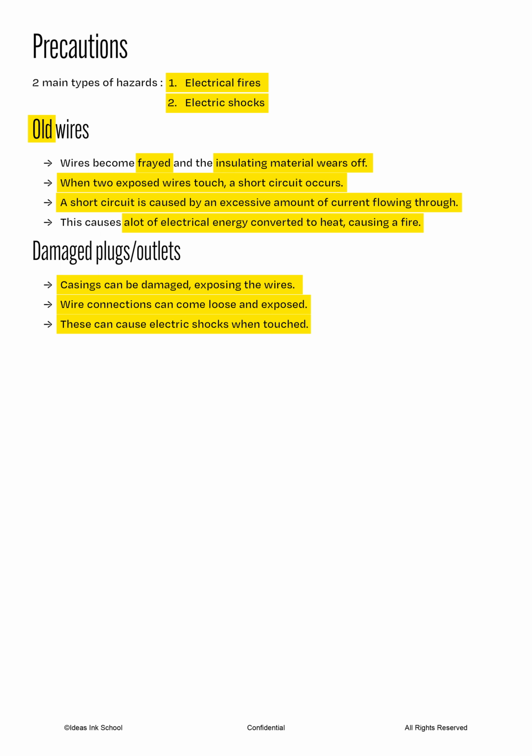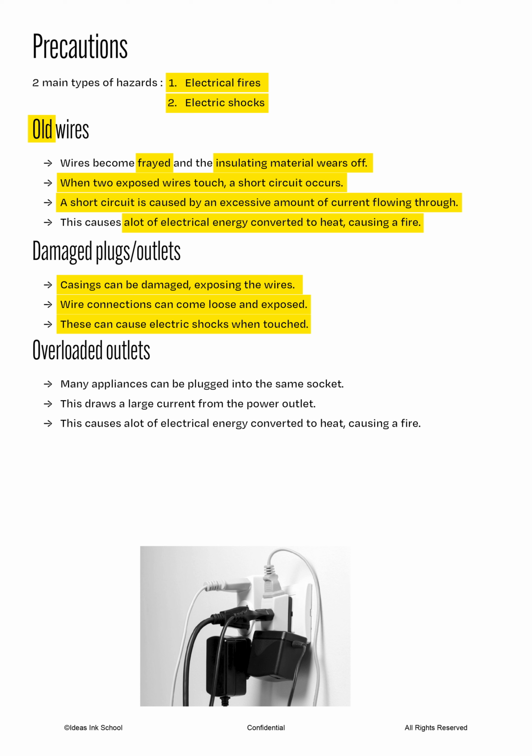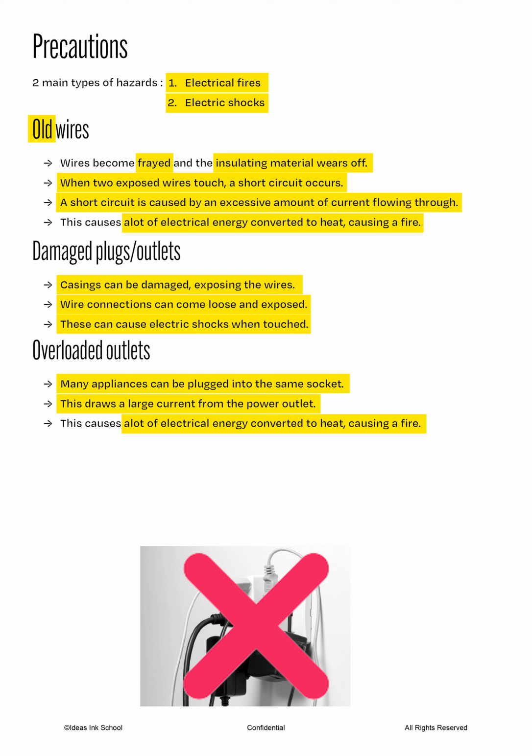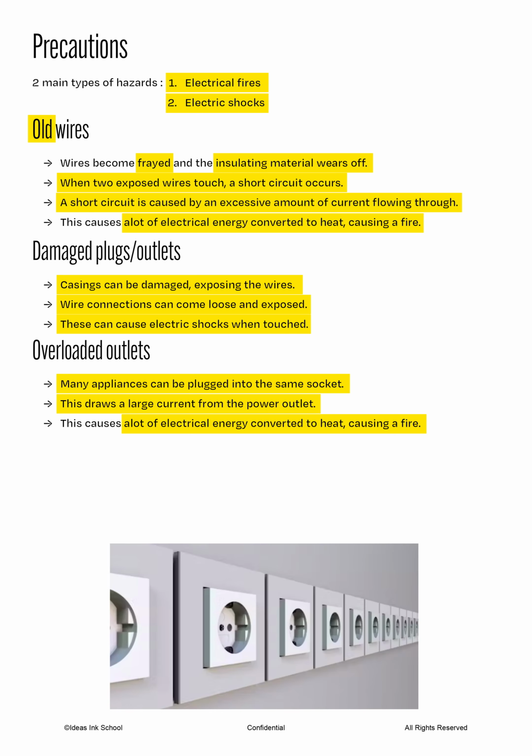The third scenario involves overloaded outlets. This occurs when many appliances are plugged into the same socket. When that happens, a large current will be drawn from the power outlet. As a result, a lot of electrical energy will be converted to heat, causing a fire. To prevent this from happening, do not overload a single power outlet. Spread out the plugs over multiple outlets instead.